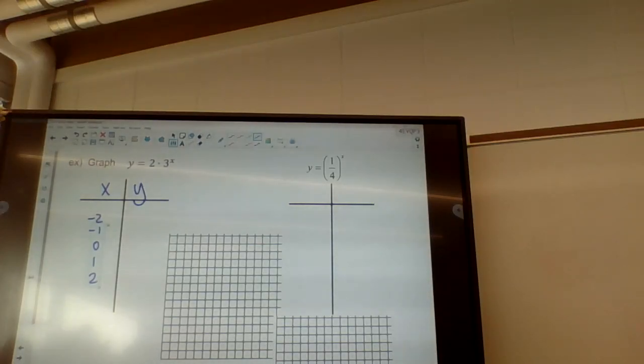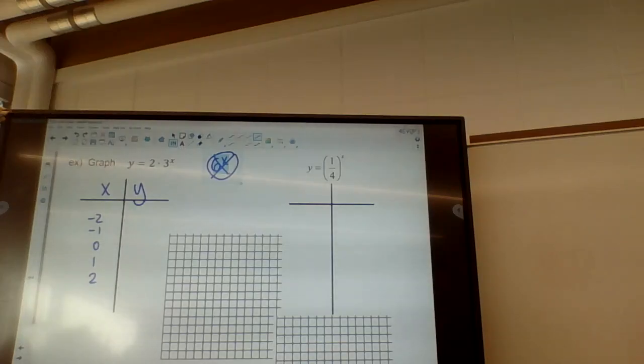When I put this into my calculator, I have to be careful. This is not the same thing as 6 to the x power. So don't change that and say, well, 2 times 3 is 6. Why isn't she just doing that to the x power? That is not what we're doing here. What we're doing instead is we're raising 3 to that power, and then we're multiplying it by 2.